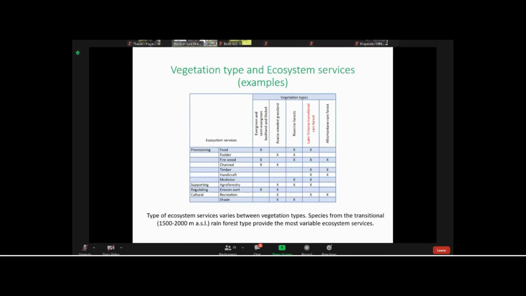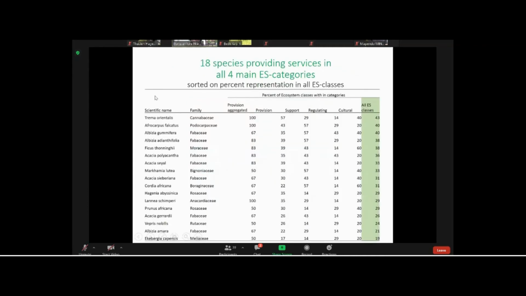And if we look at the vegetation type and the ecosystem services, we can say that the Lake Victoria transitional forest provides the most valuable ecosystem services. And this is the list of 18 species out of 81 which are the most important to provide ecosystem services in 4 main categories. There are others, of course, but these are the most important, which can provide ecosystem services in the 4 main categories, which are provisioning, supporting, regulating, and cultural.